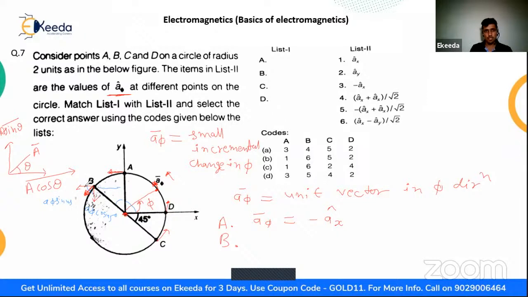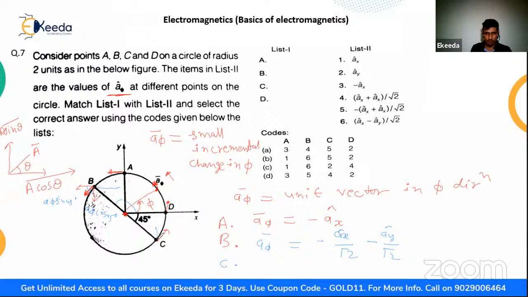Okay, so at B, a phi will be in the minus ax direction, minus ax by root 2, since sin 45 is 1 upon root 2, and minus ay. Both are in the minus direction. This component is also in the ax direction, and this is also in the minus ay direction, and cos 45 is also 1 upon root 2. So this is minus ay upon root 2.